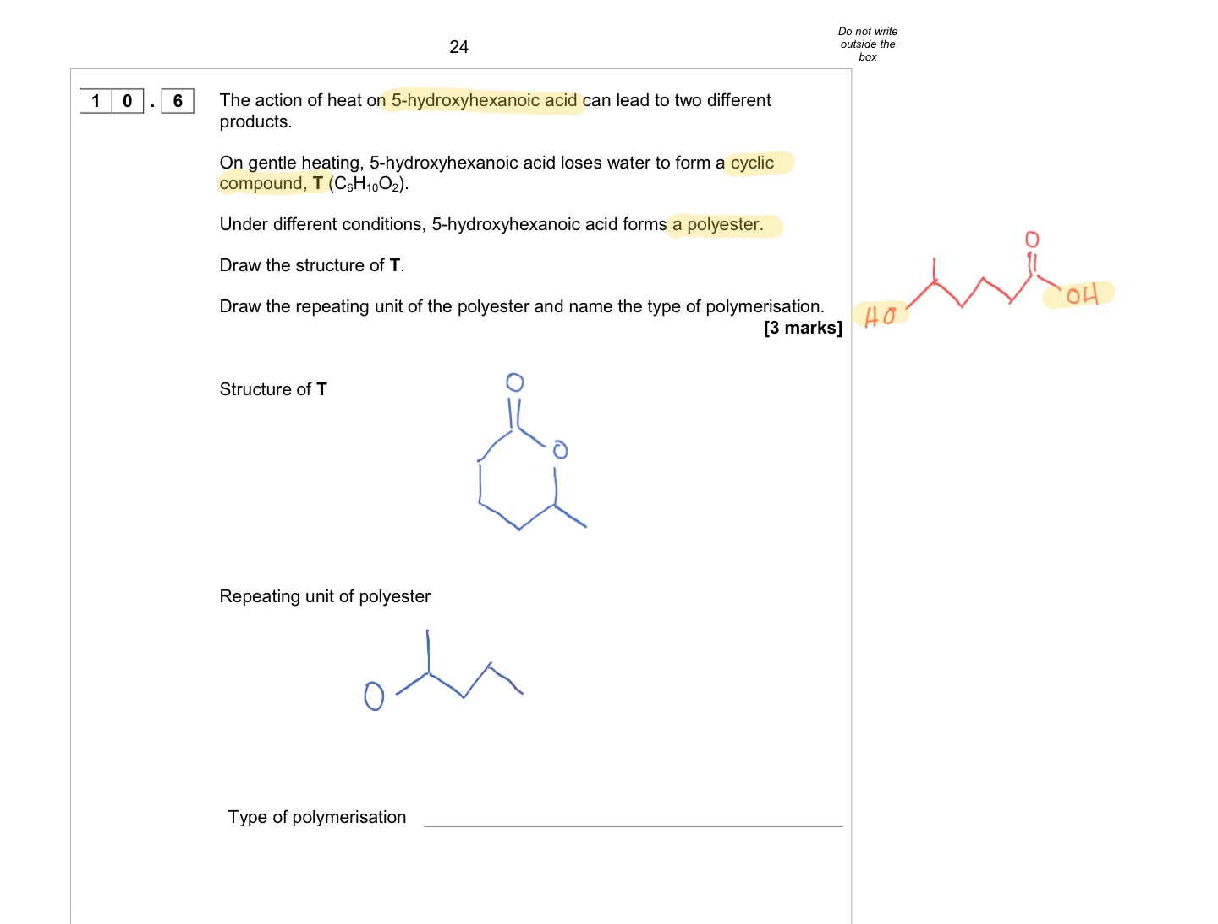And then the repeating unit of the polyester would be drawing the whole thing out, but removing an OH from one side and an H from the other, because what happens when it polymerises is water would be removed. And we call this type of polymerisation condensation because you're removing water.